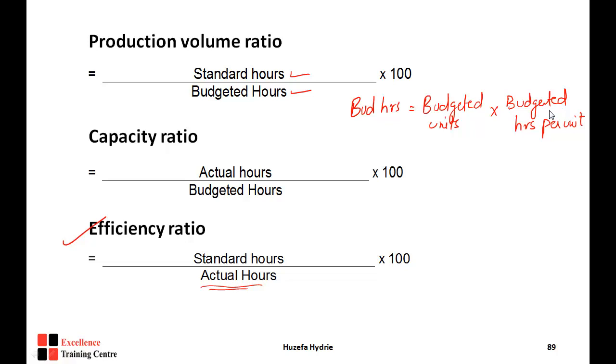So standard hours, if I explain further, is the standard time allowed for actual production. So if I want to calculate standard hours, the formula to calculate standard hours is this. And I want you guys to copy these formulas because students usually forget.